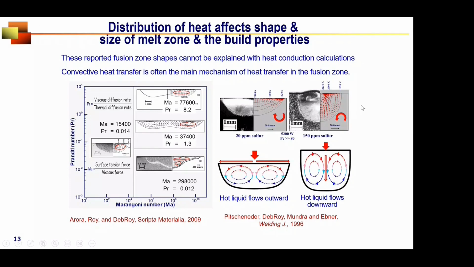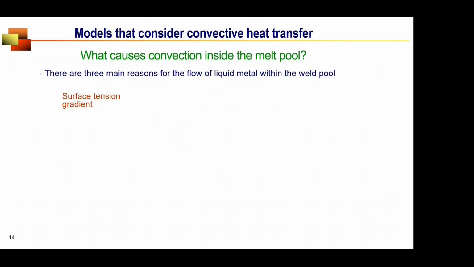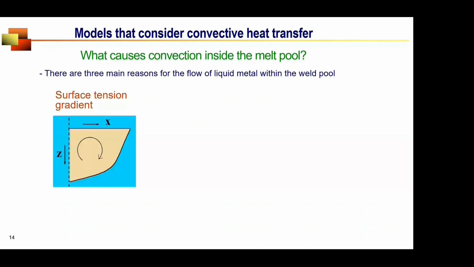So there is a place for heat conduction models when we need a rapid calculation and when heat transfer occurs primarily by conduction in very small pools, in many cases in powder bed fusion. But also when we have larger pools, we have to be careful about the mechanism of heat transfer. So what causes convection? There are three main reasons. One is surface tension gradient.